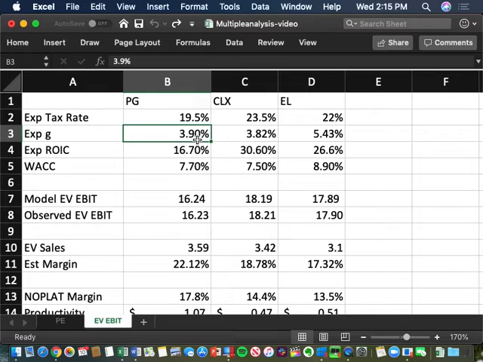So again, when we take out the impact of financing, Procter & Gamble's operations are actually growing a little faster than Clorox. So what really explains why Procter & Gamble's trading at a discount? It's the spread. Very similar growth rates, slightly lower tax rate, but lower spread is why they're trading at a discount.